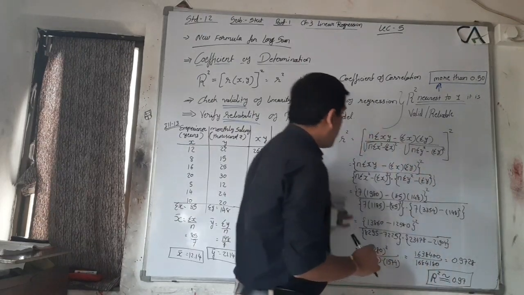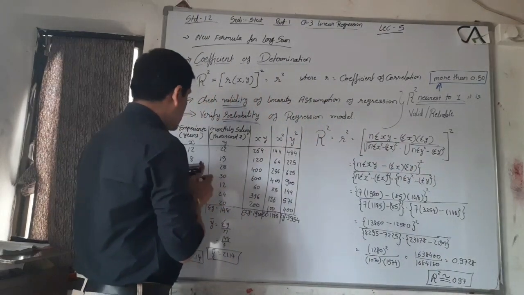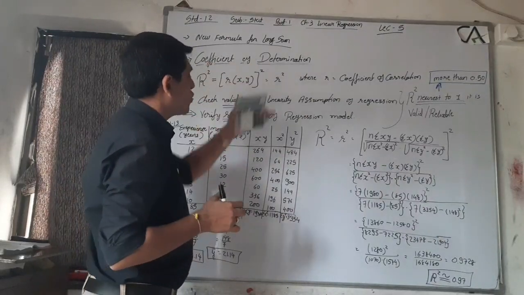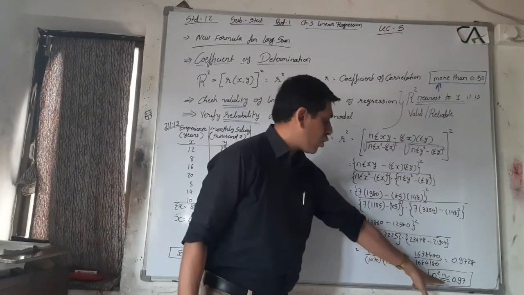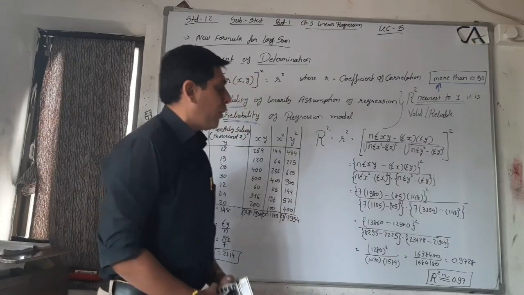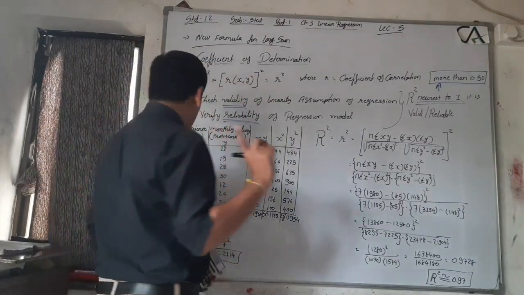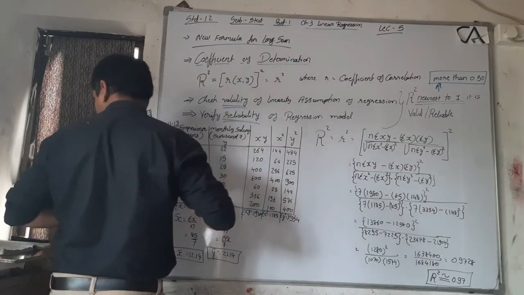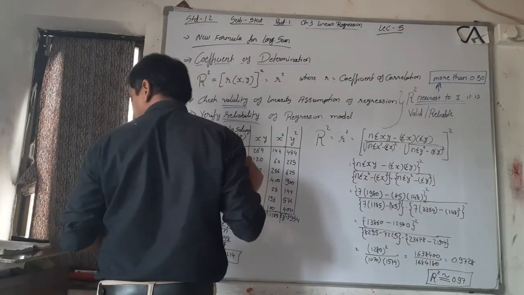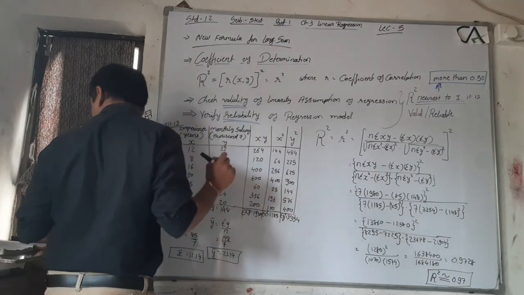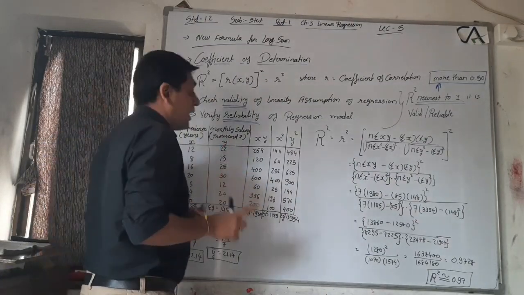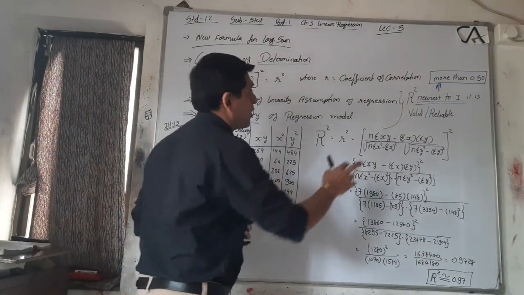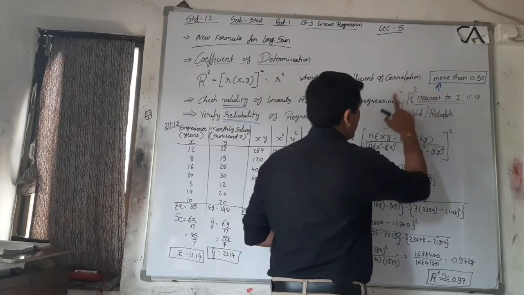This is your first answer. You have to find out the coefficient of determination. Here your coefficient of determination is 0.97. But there is another question: you have to find out the validity of the linearity assumptions of the regression between years of experience and the monthly salary. So for that you have to write this one line.